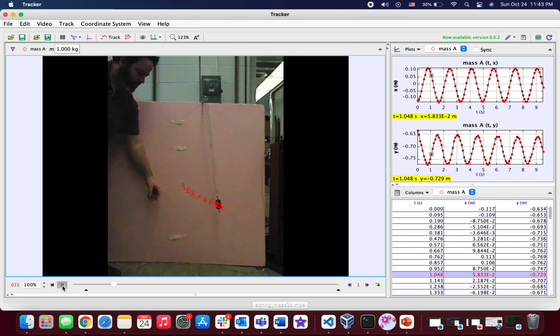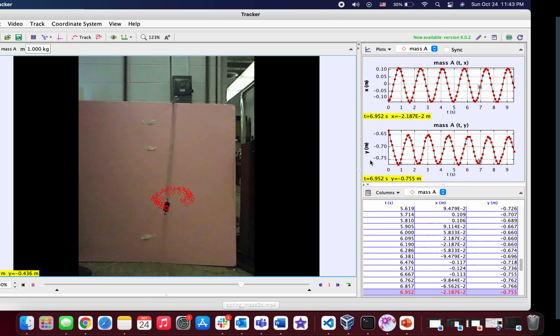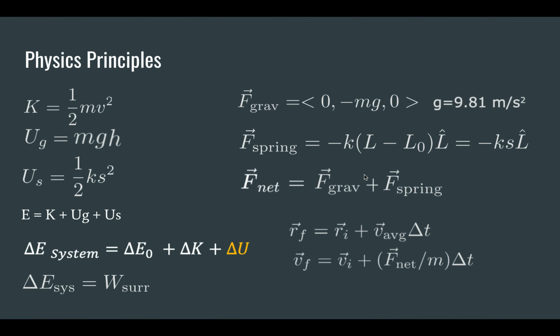So this is what it looks like in the Tracker. So I have the x and y data, which will be my experimental data. And then the physics principles I use to model the position versus time are the formulas for kinetic energy, gravitational potential energy, and spring potential energy, which are equal to 1/2 mv squared, mgh, and 1/2 times the k stiffness constant times s squared, s being the compressed or extended length minus the length of the spring at rest, and then adding those together equals the total energy.